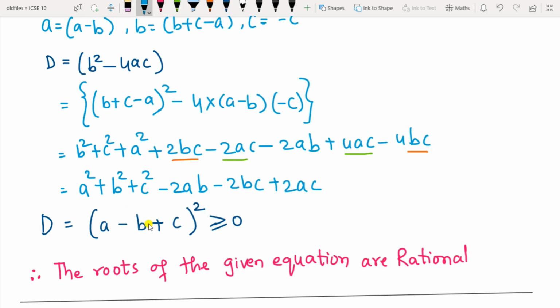Now where to put the minus sign and the plus sign? So wherever the same alphabet is there and it is having minus sign, that means that alphabet will have minus sign. See, these two terms have b alphabet common and it is having minus sign. So b will have the minus sign here and the rest 2 will be plus. So this is the expansion of a minus b plus c the whole square. Now since the bracket is whole square, it is greater than or equal to 0, and therefore the roots of this equation are rational. So to prove that the roots are rational, the value of D should be greater than or equal to 0.